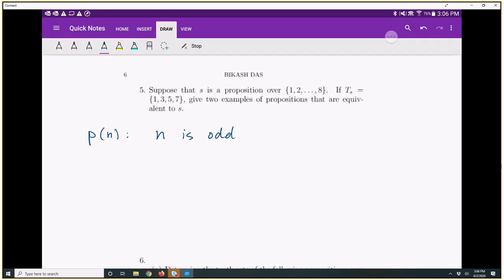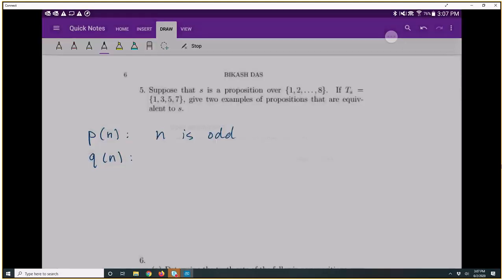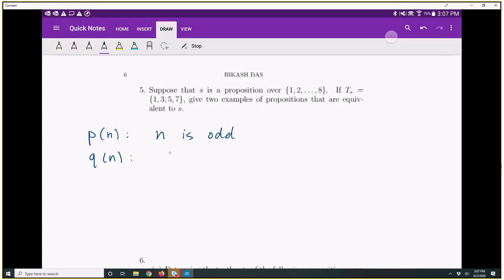And because our universe is just the set 1 to 8, if we wanted to find all of the elements of the universe 1 to 8 which are odd, we would get exactly 1, 3, 5, and 7. So this is equivalent to the proposition S. One other thing that we could do is we could have the proposition be an equation. It could be something like n minus 1 times n minus 3 times n minus 5 times n minus 7 equals 0.